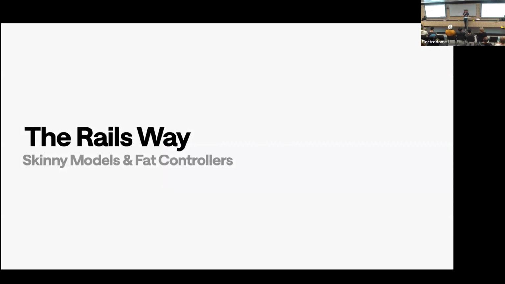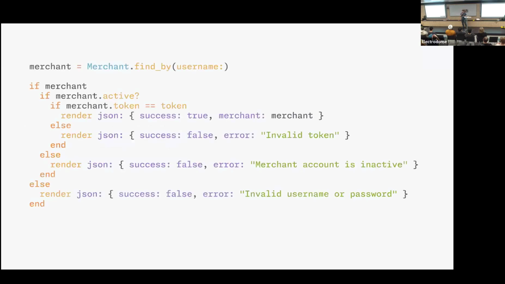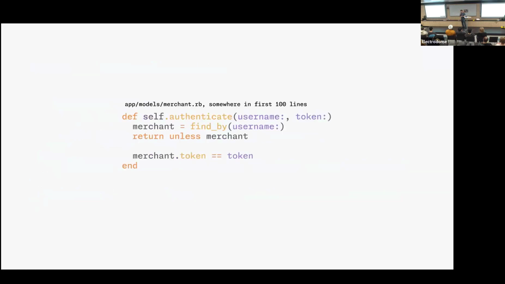When your grandparents were still in high school, there was such a thing called the Rails way. It gave an emphasis on skinny models and fat controllers. Back then, they would write code like this, throwing as much business logic as possible into the controller. You'd find the merchant, you'd determine if they're active and if the token is correct, and then you'd render some JSON based on the output of that.